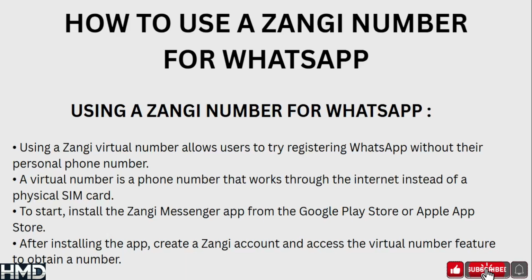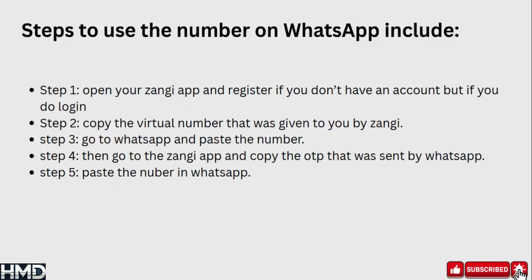So, let's start. First, you need to install the Zangi Messenger app. You can find it on the Google Play Store or the Apple App Store. Once the app is installed, go ahead and create a Zangi account if you don't already have one. If you already have an account, just log in and you're good to go.